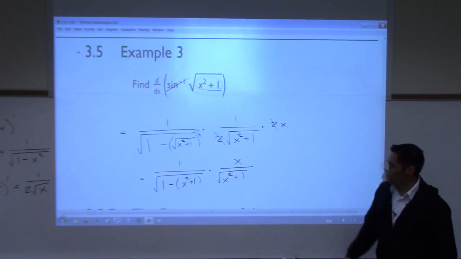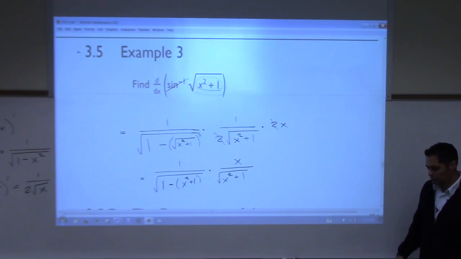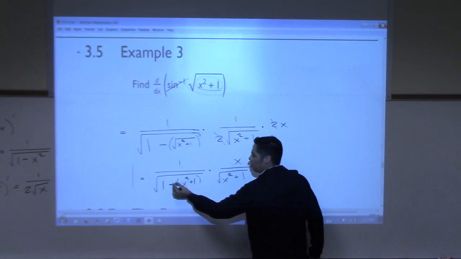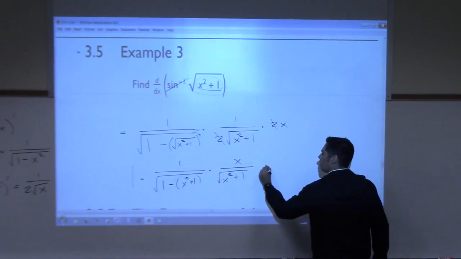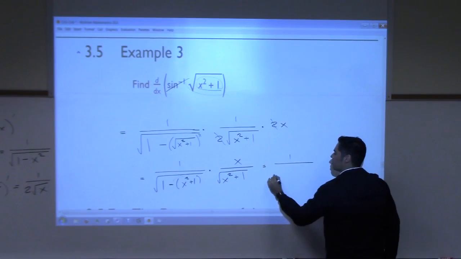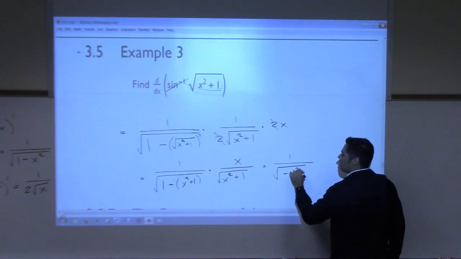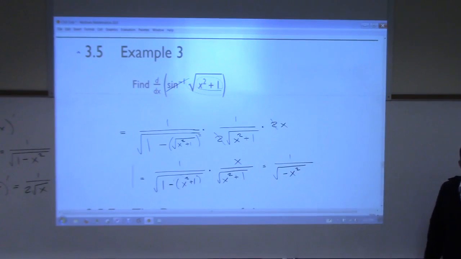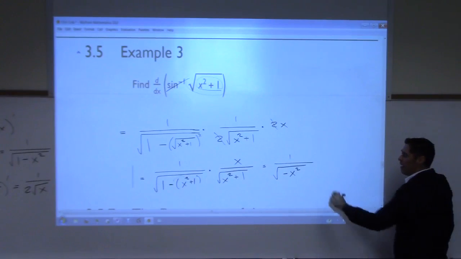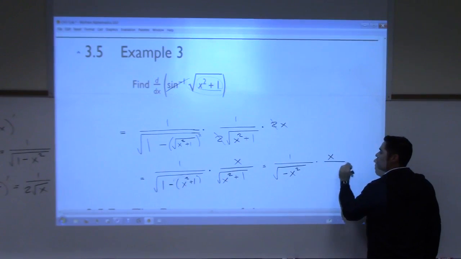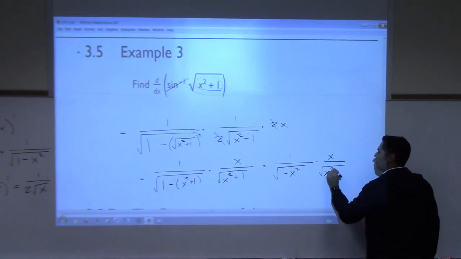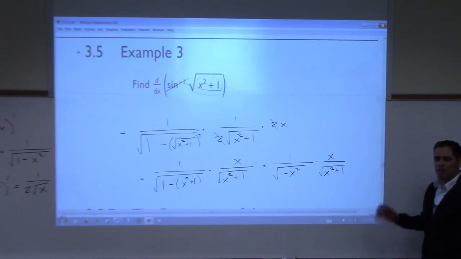And maybe I could do a little more. How about we distribute that negative through? What would happen if you distribute the negative through? 1 over square root of negative x squared, because the 1's would cancel. Then you'd have times x over square root of x squared plus 1. And that's about all we could do with it algebraically.